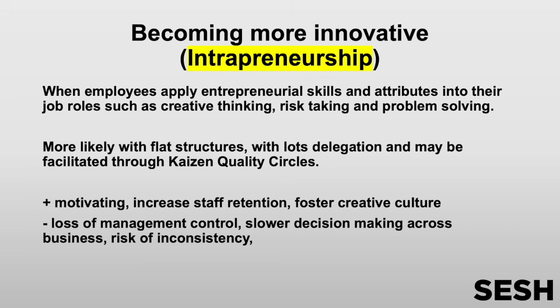The next method to becoming more innovative is intrapreneurship. And intrapreneurship is when employees apply entrepreneurial skills and attributes into their job roles, such as creative thinking, risk-taking, and problem-solving. And it's more likely that that will occur within a flat structure with lots of delegation, and it may be facilitated through the use of Kaizen quality circles. So there's frequent meetings to try and get small and continuous improvement within the business.